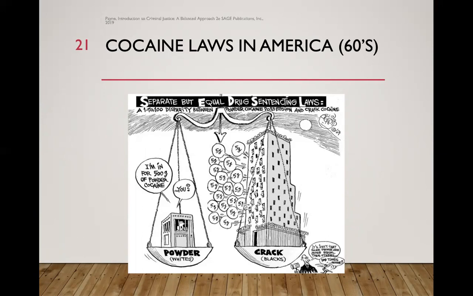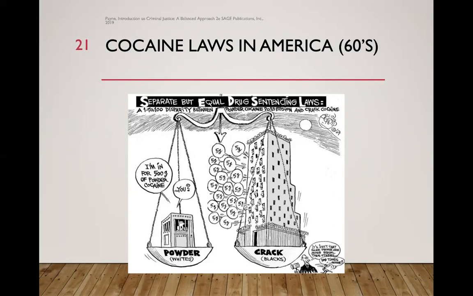Essentially, I don't know if you can really garner this, but on the left side of this scale, you have powder cocaine, which back in the 1960s was a lot more expensive, and it was a lot more likely to be used by whites. Okay. Very simple. Blacks couldn't afford it. It was that expensive. Back in the 1960s, there were still a lot of socioeconomic inequalities, and it was just a fact back in the 1960s. No other way to put it.